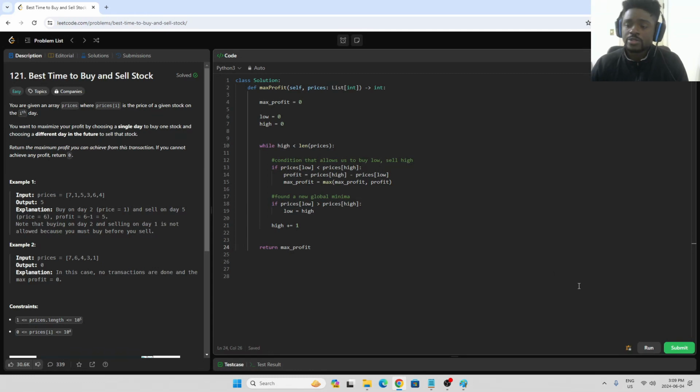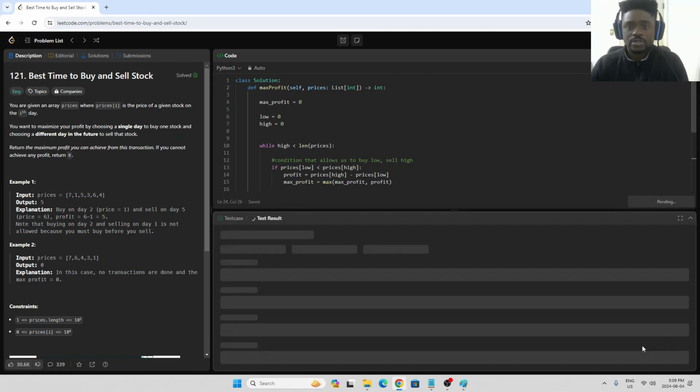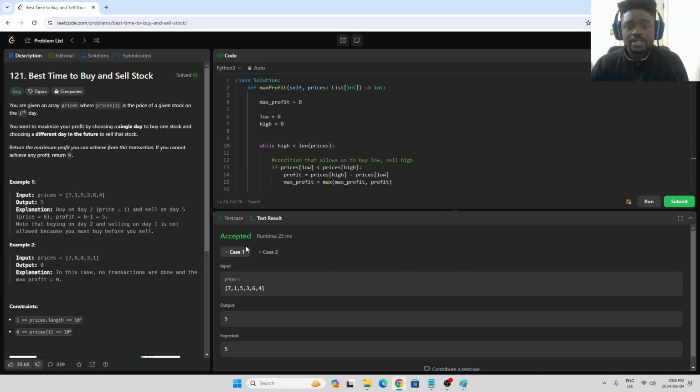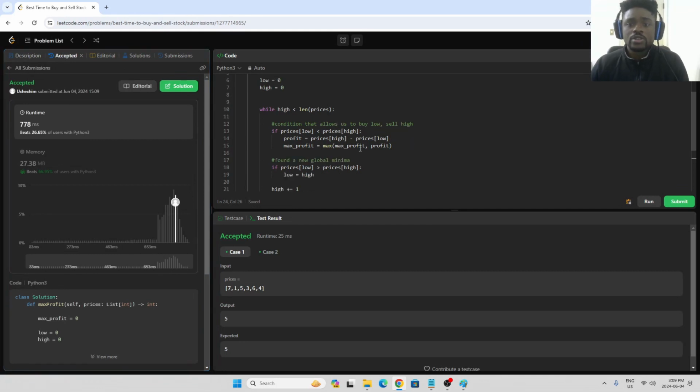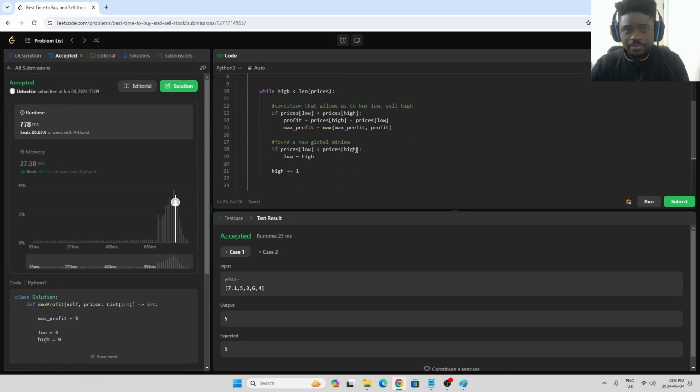And let's run the code and see how it functions. So I run the code, it passes both test cases, and if I submit the code, it passes. So let's do a quick rundown of the time and space complexity here.